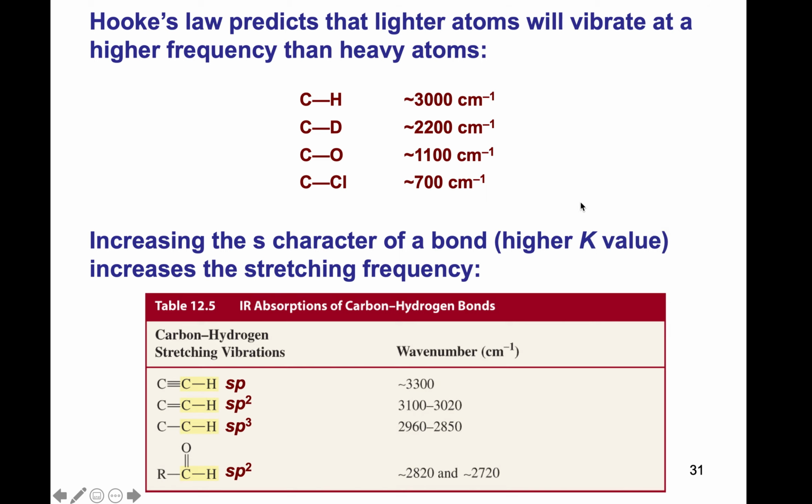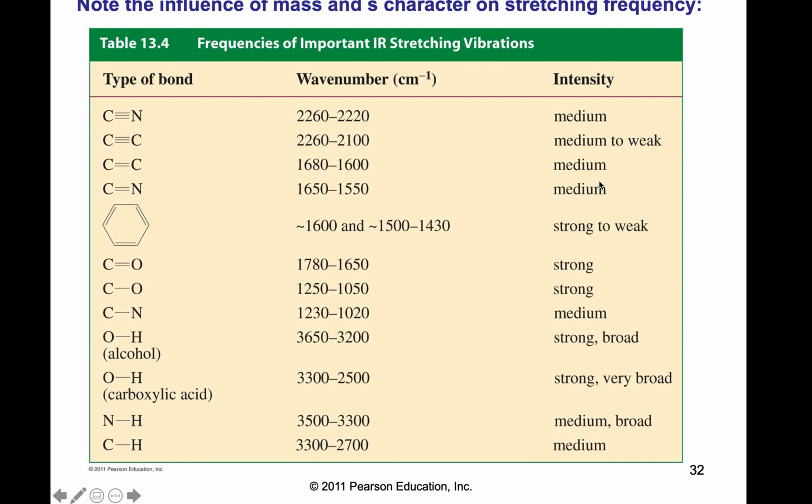SP, SP2, SP3, and SP2 are involved. Here's a handy table which is very good for you in a brief introduction to infrared. This table 13.4, you note the influence of mass and S character on stretching frequency. There you see all these different functional groups that you're eventually going to be studying.